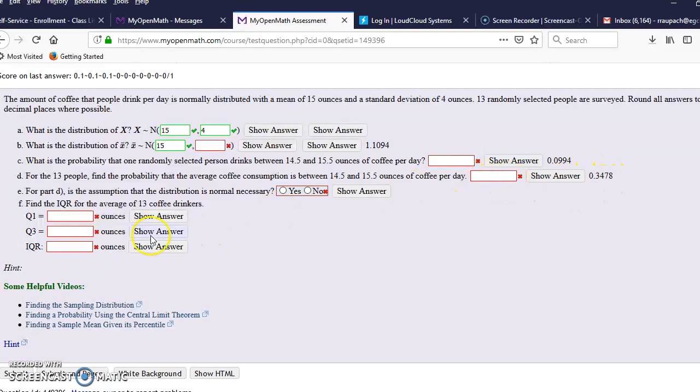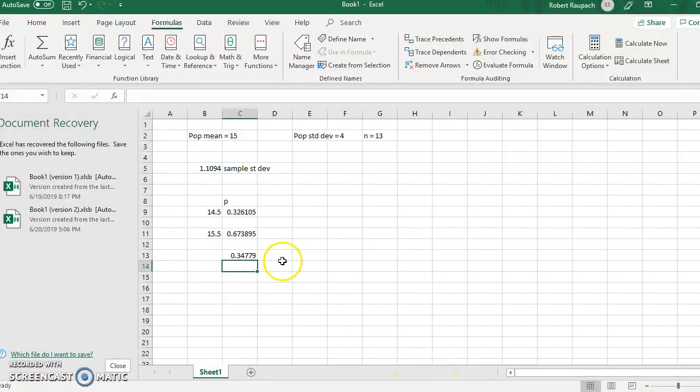Okay, so now for part D, is the assumption necessary? Yes, it is necessary. I would think so, yeah. All right, so now for IQR, we're going to do 0.25 for this, 0.75 for this, and then subtract the two, and I'll show you. Okay, so that's the answer we got in the last one.